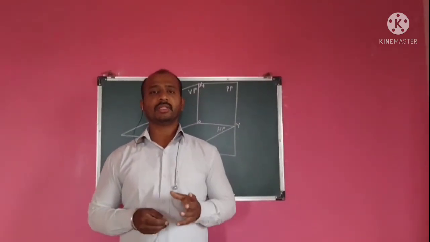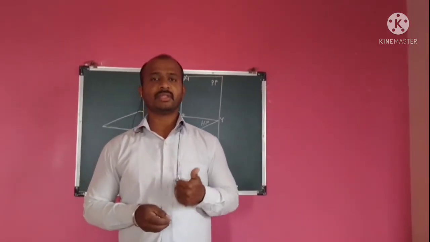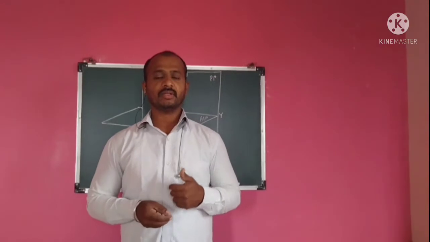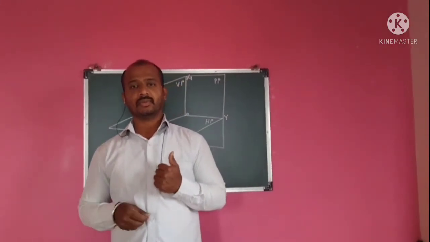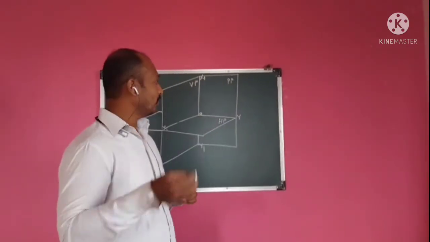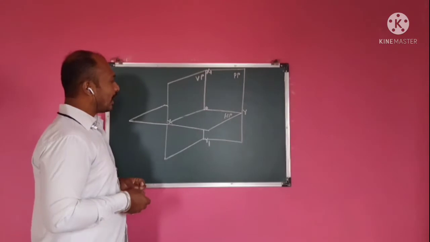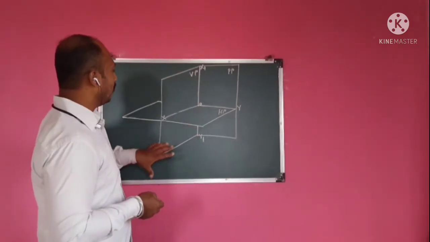There are two types of projection methods, that is the third angle projection method and the first angle projection method. Now, what is the difference between these two projection methods? Let's see. In the last lecture we learned about this figure.